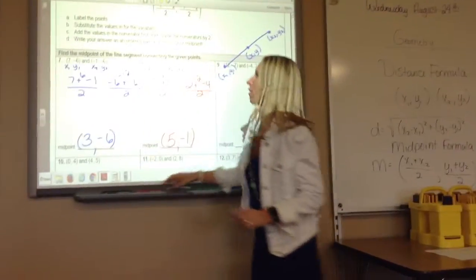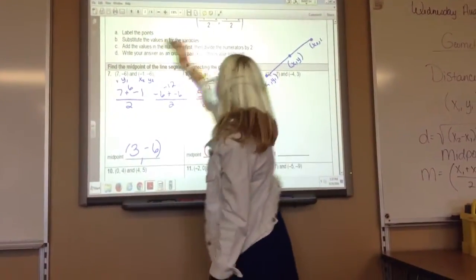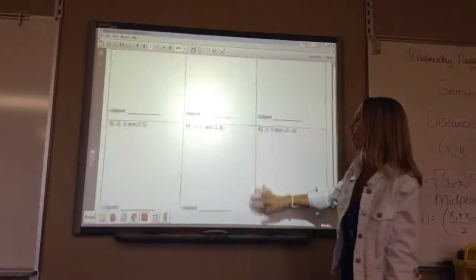Okay, one last thing we're going to do. Turn to the back of your worksheet. What? Oh, yeah, there's a back. Darn it.